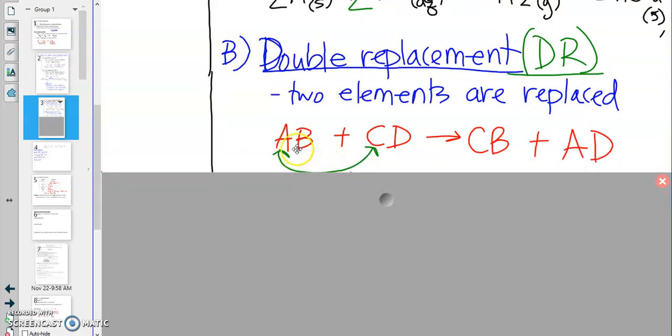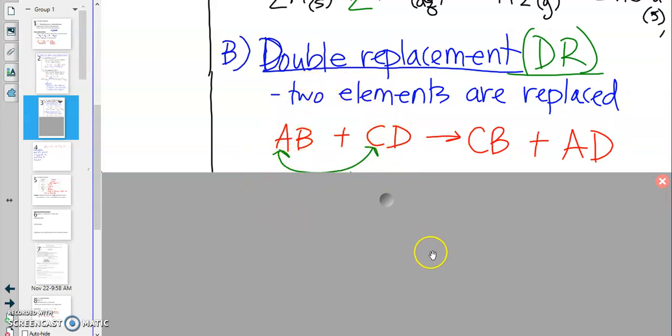A plus B, so A is combined with B, plus C, D, so C is combined with D. What's going to happen now is that A and C are going to switch. A is going to come in and bind with D. C is going to get kicked off and bind with B.